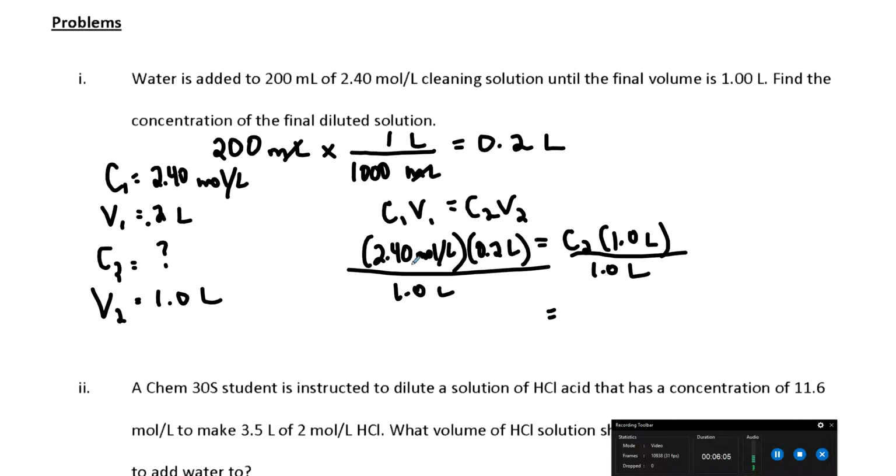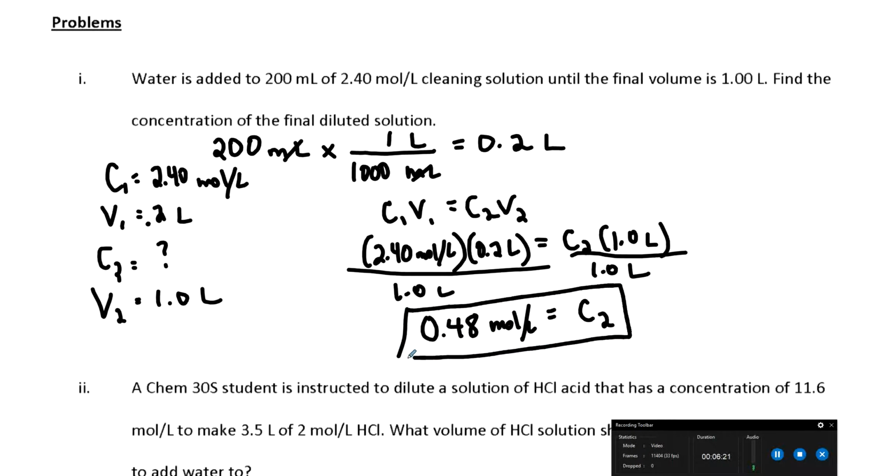And when I do that, I'm going to multiply, and really dividing by 1 won't do anything. So my C2 would equal 0.48 moles per liter. Okay, so now if I compare that, I can see that the diluted solution is much less concentrated than the stock solution. So that's good. That's what should happen. Your other approach could be to rearrange first.